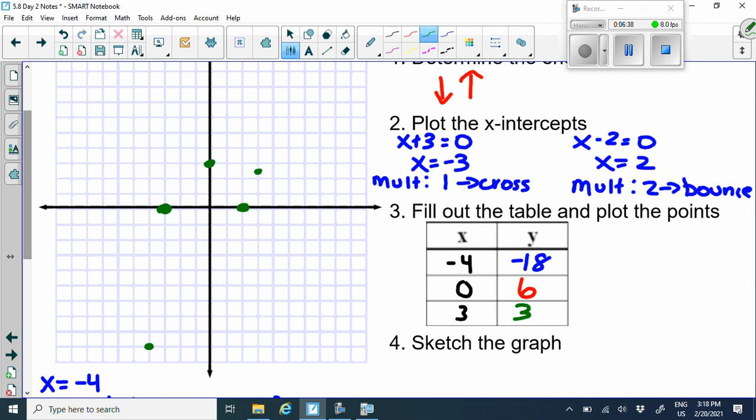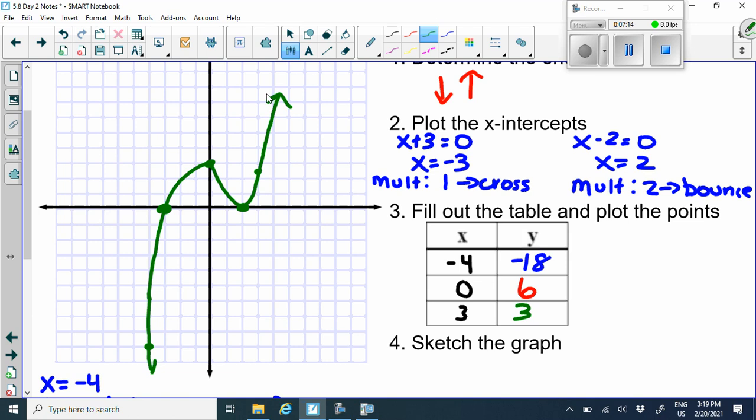So remember, our end behavior is we have a down and then an up, okay? So going from the down, I'm going to go from my -4, 8, -18, okay? So I go there. Now notice at my -3, because my multiplicity was odd, I am going to cross, okay? Now I'm going to hit my y-intercept and come down, and then I'm going to come back up because I do bounce at 2, 0, and I go through that next point, and then I have my arrow up, okay?